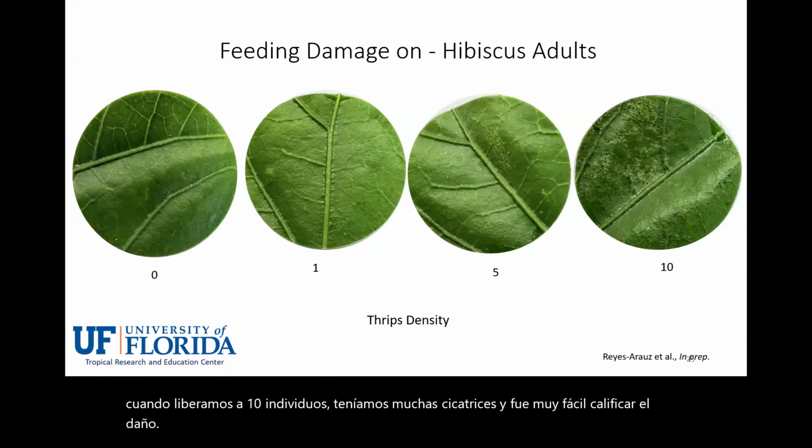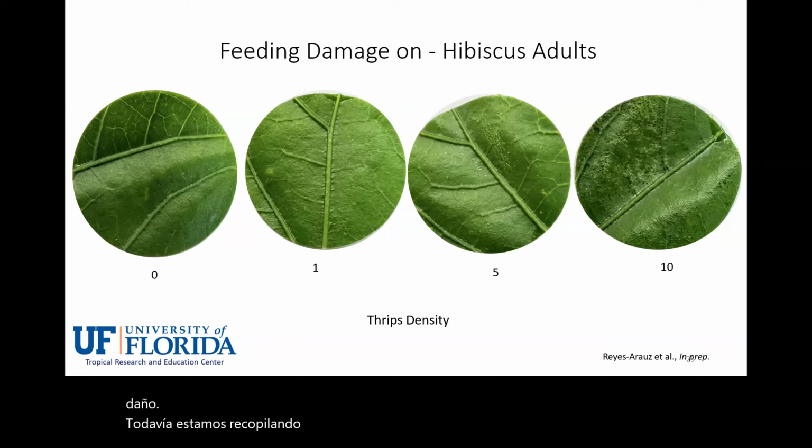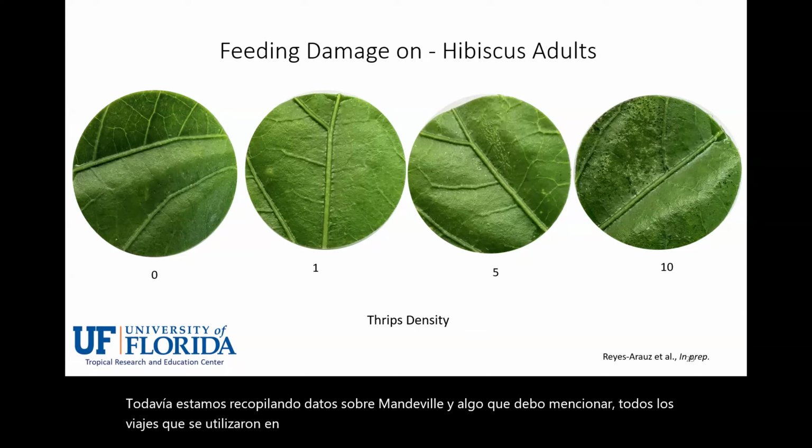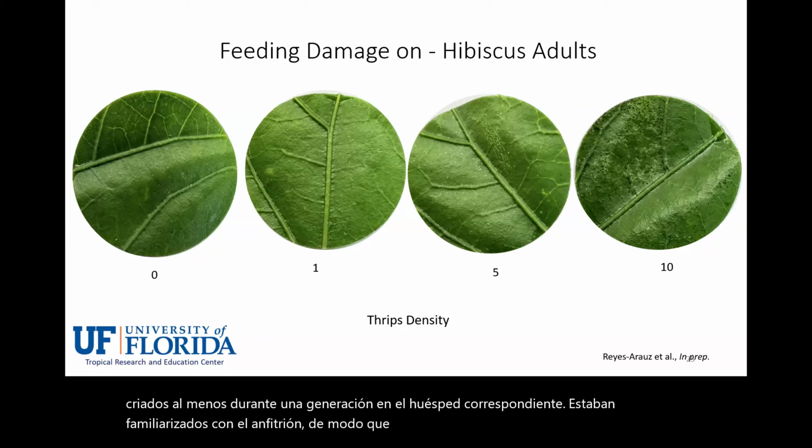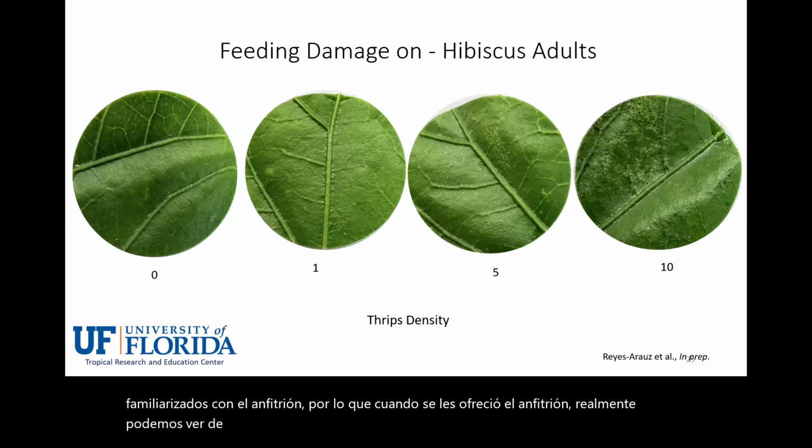We are still collecting data on Mandevilla, and something that I should mention, all the thrips that were used in these experiments were adapted to the host. So they were reared at least for one generation on the corresponding host. So they were familiar with the host, so that when they were offered the host, we can really see immediately the damage that they can cause on it. And this is important information.